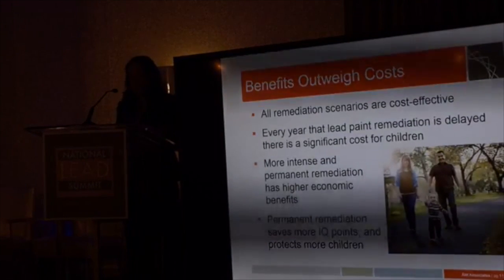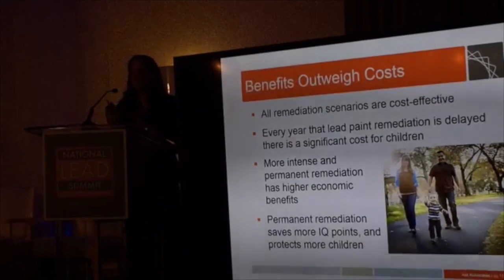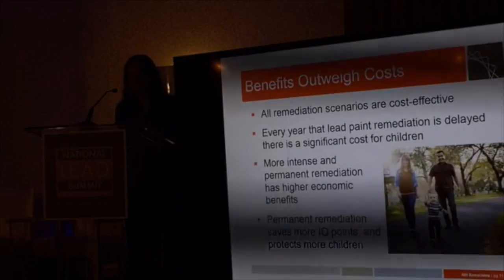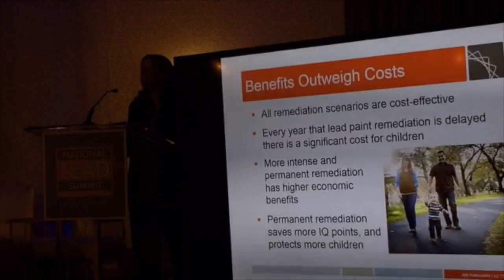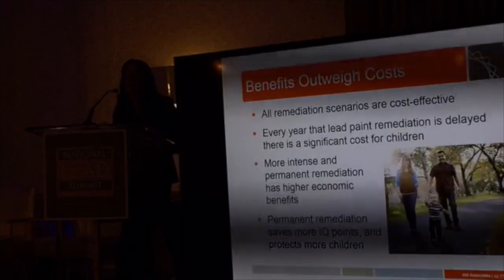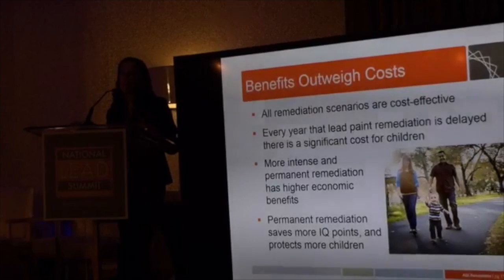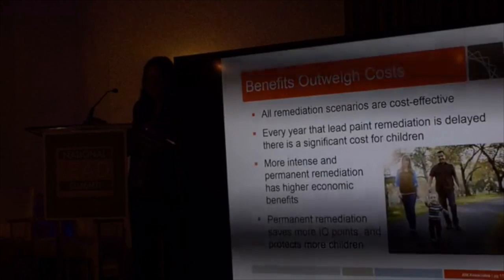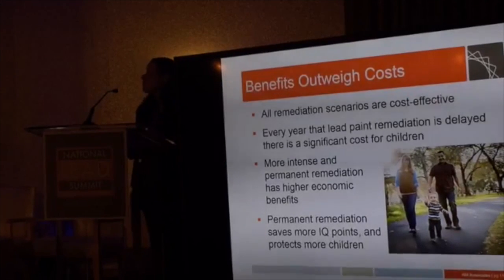So to leave you with a few take-home messages, all the remediation strategies that we looked at were cost-effective, including only IQ. So all of these other health effects would simply add to the benefits if they were included in the analysis. Every year that lead paint remediation is delayed, there's a significant cost to the children and a significant cost to society. We found that the more intense and permanent remediation strategies, the full abatement, have higher economic benefits, and they do, of course, last longer, and those benefits will be felt for years to come. That also saves more IQ points and protects more children. So that's what I have.